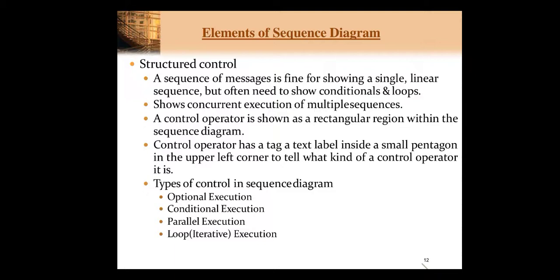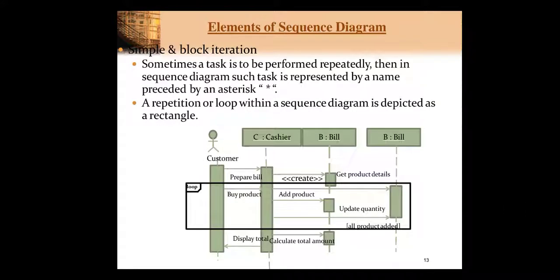The control operator has a tag, a text label inside a small pentagon in the upper left corner, to tell what kind of control operator it is. When we see that symbol, you will better understand these types of control in a sequence diagram. You can use optional execution, conditional execution, parallel execution, or show loop execution. So how will we show this? Simple and block iteration. This rectangular block is used to show the structural control, and the upper left corner pentagon shows which type of iteration it is.